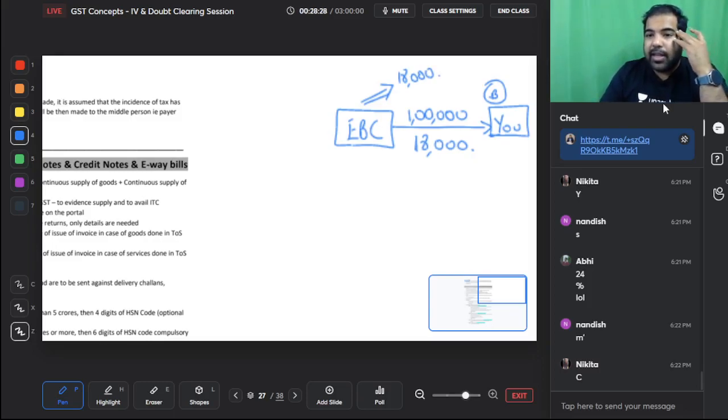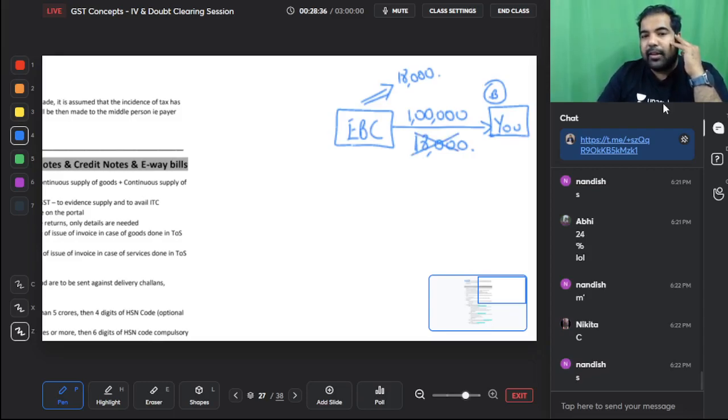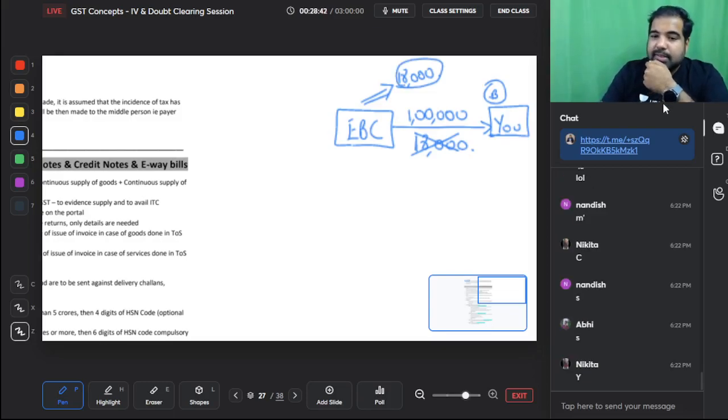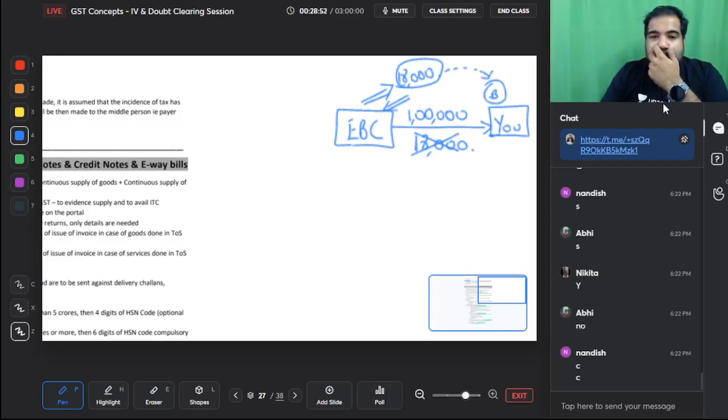But then they realized that electric bikes are supposed to be exempt, so there should be no GST. So can they take a refund of this 18,000? We'll see more of this in CA final, but can they take a refund of this 18,000? Yes. But guys, if they get the refund, is it fair? Who has borne the burden of GST? The consumer. So who should get the credit? The consumer should get the credit, and hence this is called unjust enrichment.